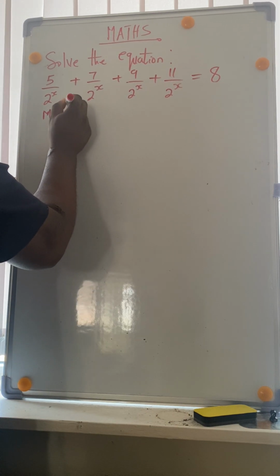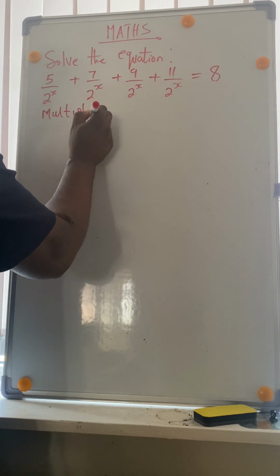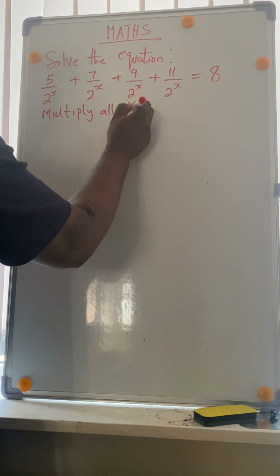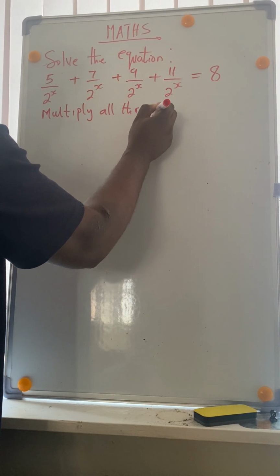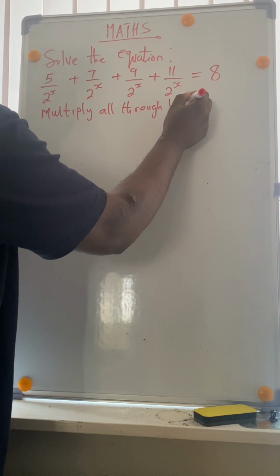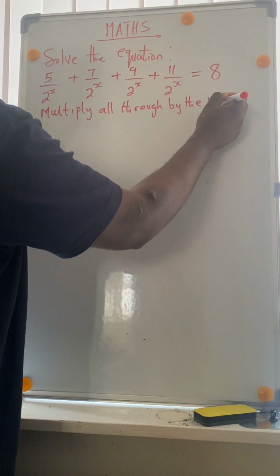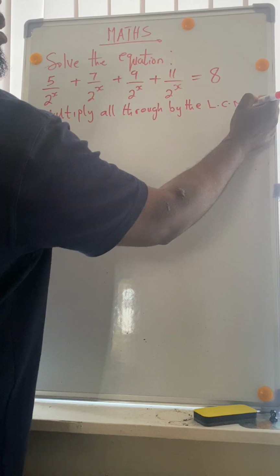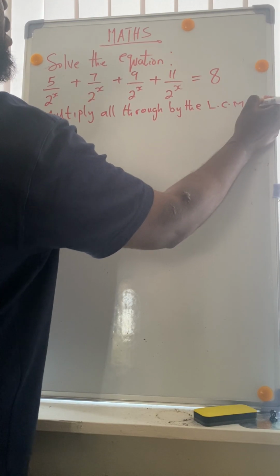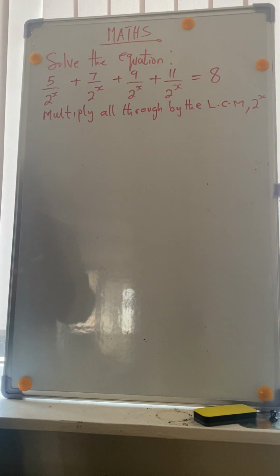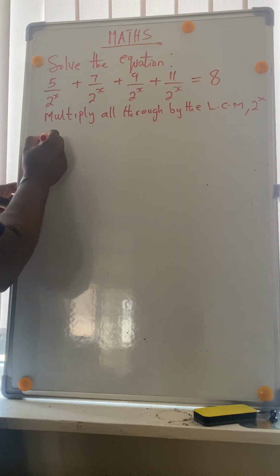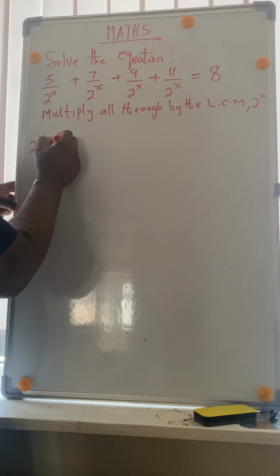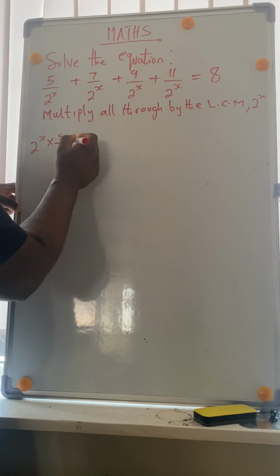Now, if I were you, I would multiply all through by the LCM, which is 2 raised to the power of x. That is our LCM. So that means 2 raised to the power of x multiplied by 5 over 2 raised to the power of x.